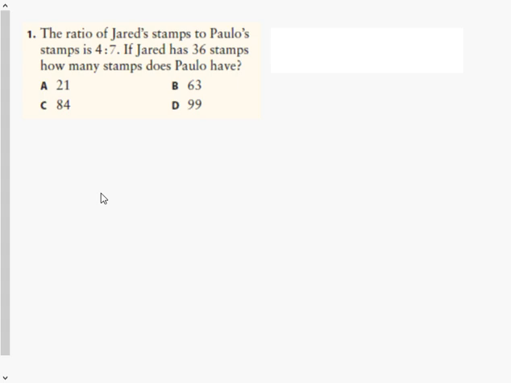It says the ratio of Jared's stamps to Paulo's stamps is 4 to 7. If Jared has 36 stamps, how many stamps does Paulo have? So what we're really doing here is a part-to-part ratio of Jared to Paulo. Now, if you want to, you could do it Jared to Paulo.